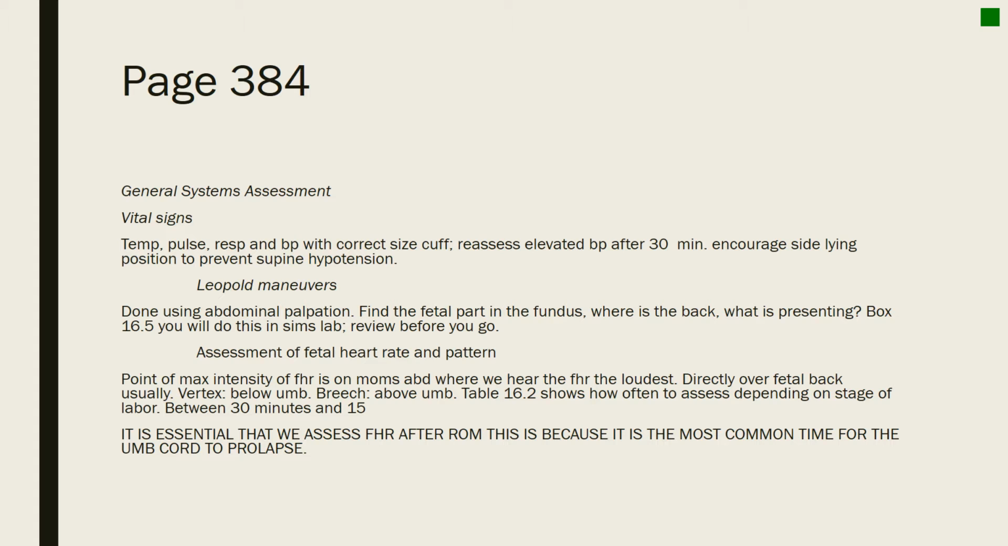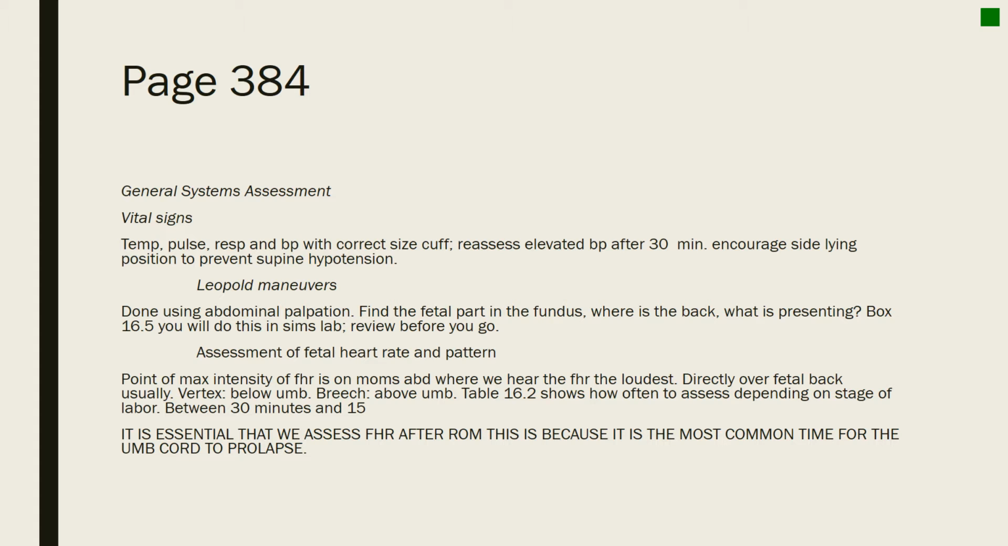General systems assessment, heart, lung, skin. Just know that we have to assess laboring moms just like we do any patient. You have to do a complete head-to-toe assessment. Vital signs, same thing. We're going to reassess anything that's elevated after 30 minutes. We obviously want mom to lie on her side as much as possible to prevent supine hypotension.